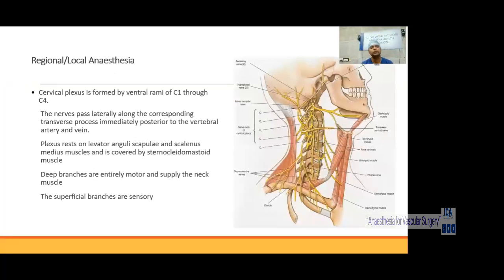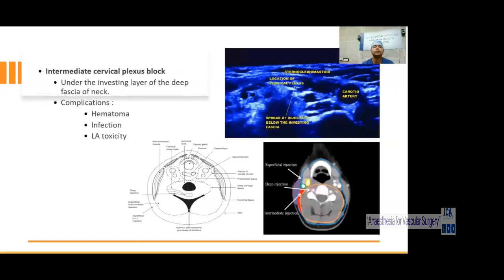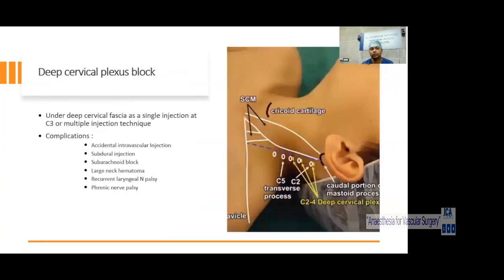The cervical plexus is formed by the ventral rami of C1 through C4, and the nerves pass laterally along the corresponding transverse process immediately posterior to the vertebral artery and vein. In superficial cervical plexus block, the injection is given superficially just behind the posterior border of the sternocleidomastoid. In intermediate cervical plexus block, the drug is given under the investing layer of the deep fascia of the neck. In deep cervical plexus block, the drug is injected under the deep cervical fascia as a single injection at C3 or a multiple injection technique.